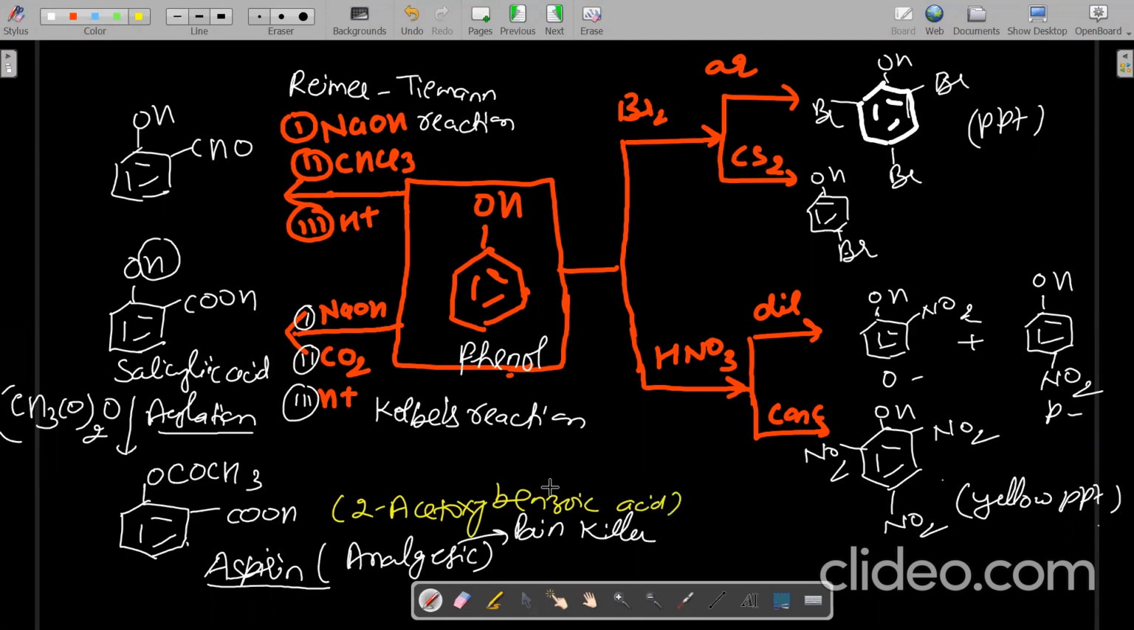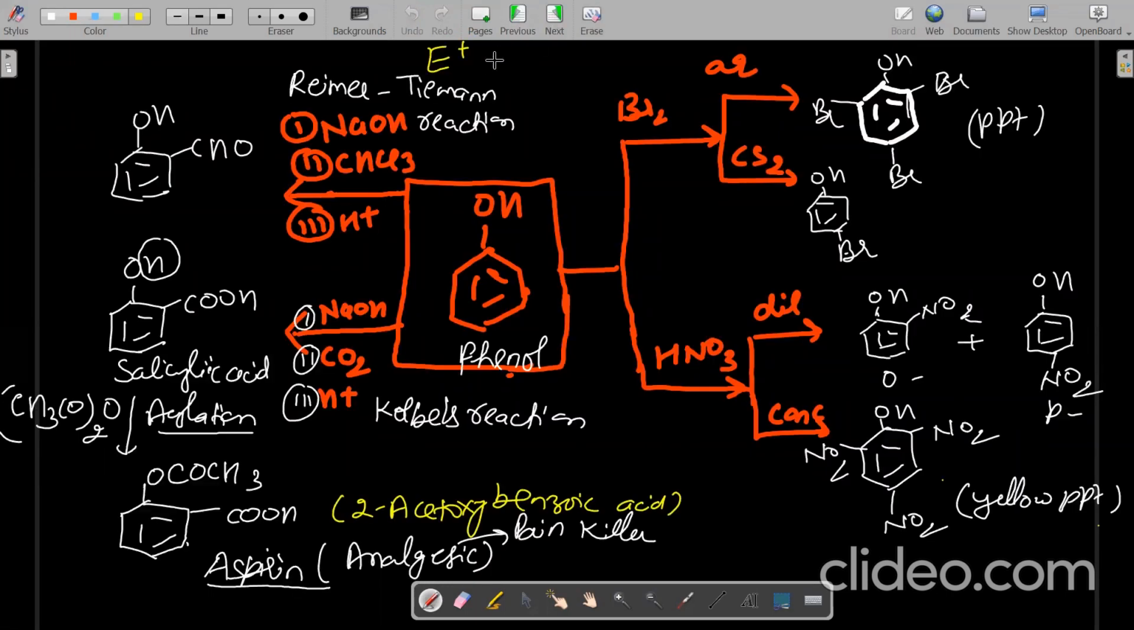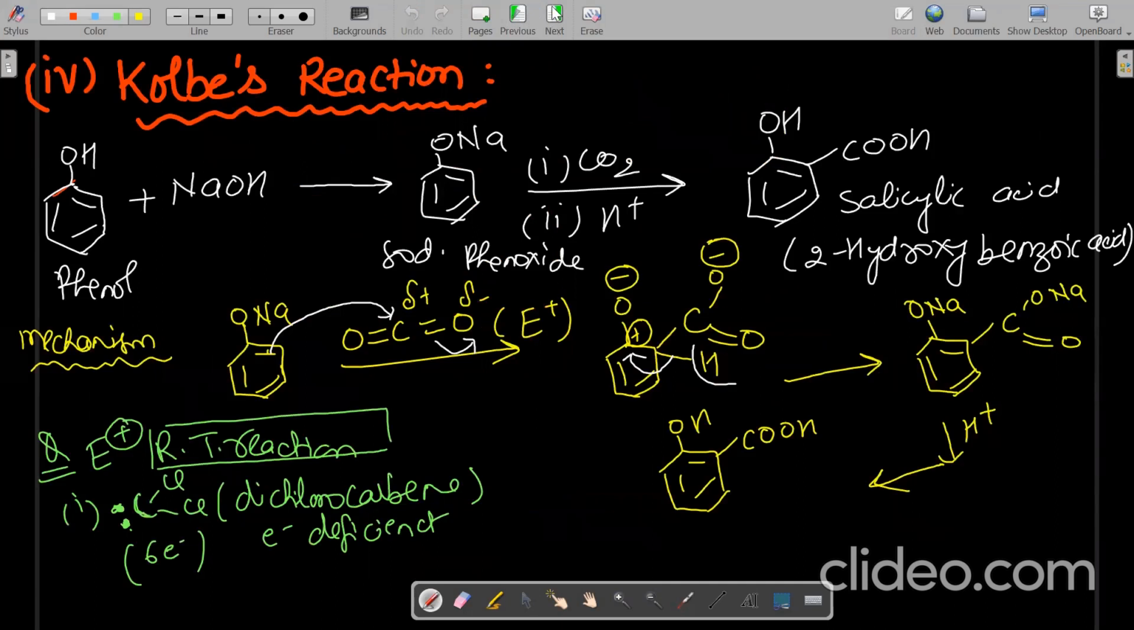So these are the total reactions of phenol. All of these are electrophilic substitution reactions, so we can see them on a page as a sum-up. Okay, right? Yes or no? Yes, ma'am.